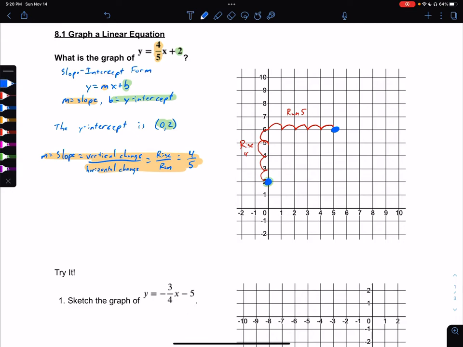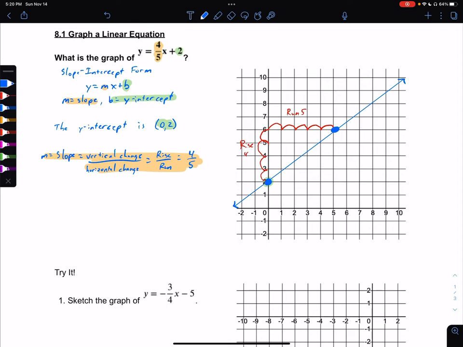To draw the rest of the graph, I really just play connect the dots. I'm just going to connect these, hopefully doing a better job than I did, and you have something that would look like this. We'll put little arrows because the graph is going to go forever to the left and to the right. And that would be the graph of y equals 4/5 x plus 2.